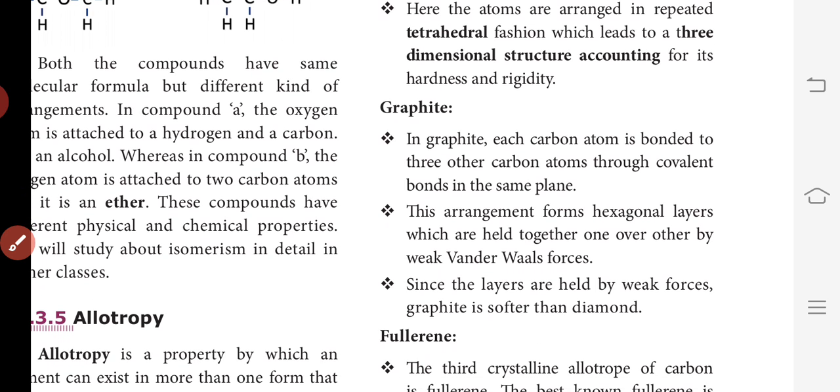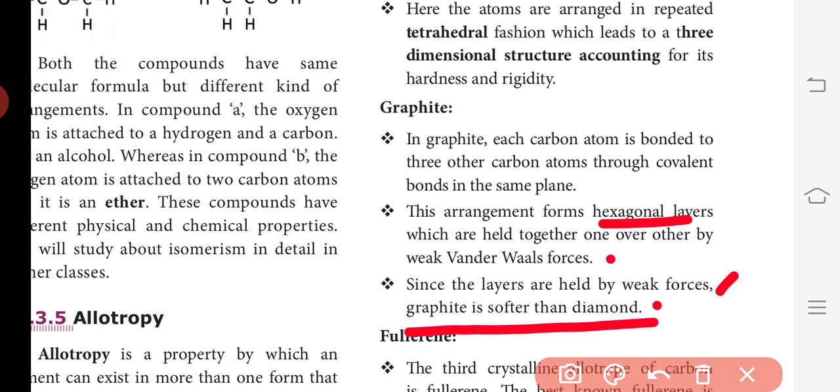Next is graphite. In graphite, each carbon atom is bonded to 3 other carbon atoms through covalent bonds in the same plane. This arrangement forms hexagonal layers, hexagon meaning 6, which are held together one over the other by weak van der Waals forces. That force between the layers is not as strong as it is in diamond. Since the layers are held by weak forces, graphite is softer than diamond.